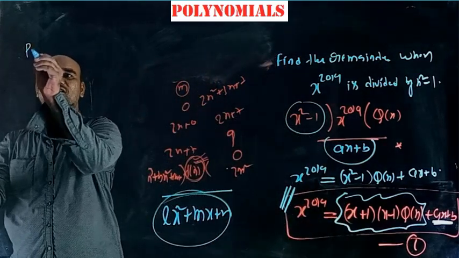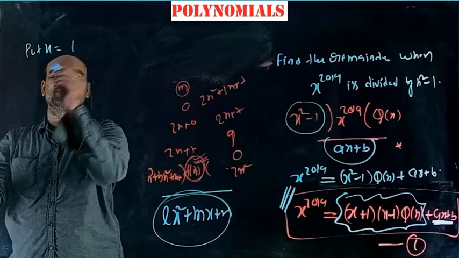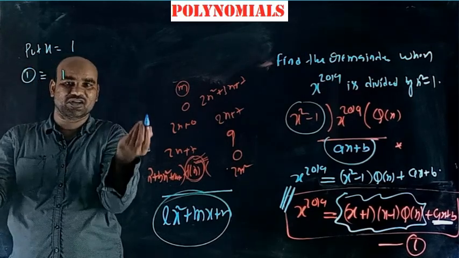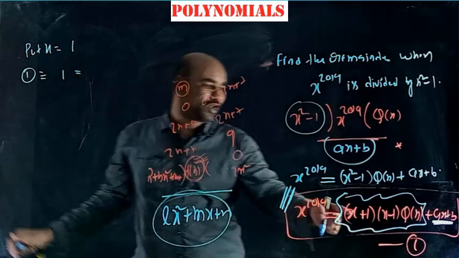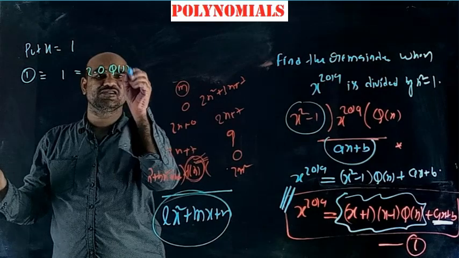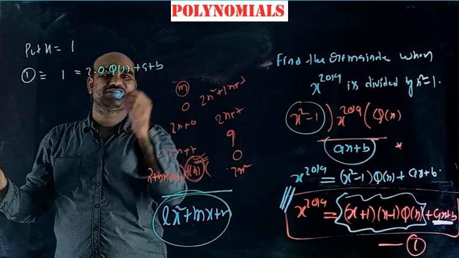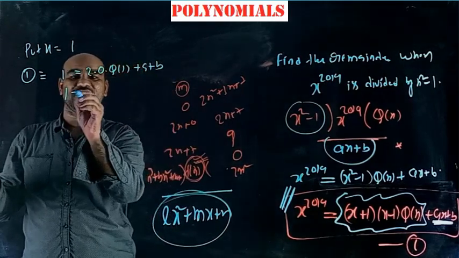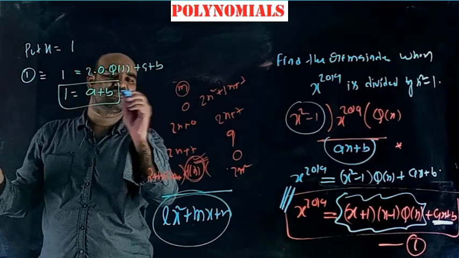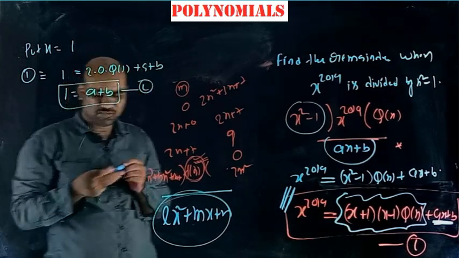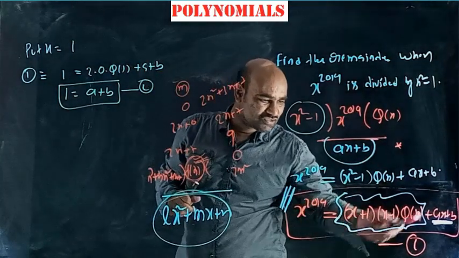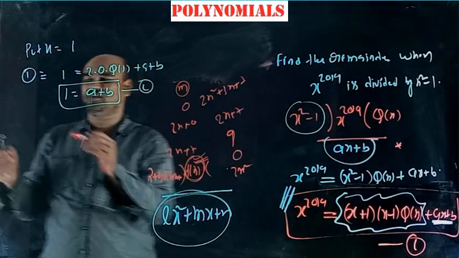First one, put x equal to 1. Then the first equation becomes 1 power 2019, which is 1, equal to 1 plus 1, that is 2, into 0 into q of 1, plus a plus b. This is 0 only. So what did I get here? 1 equals a plus b. So the value of a plus b is equal to 1. This is result number 2. Now I want to take a value of x so that this will vanish: x equal to minus 1 next.